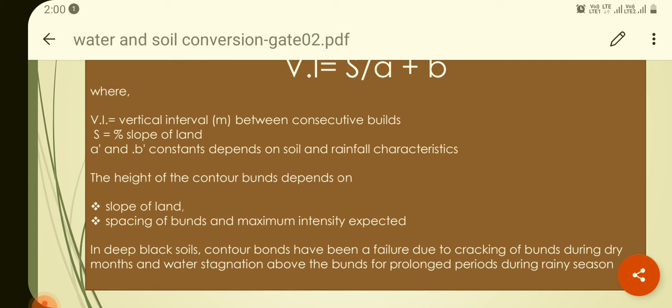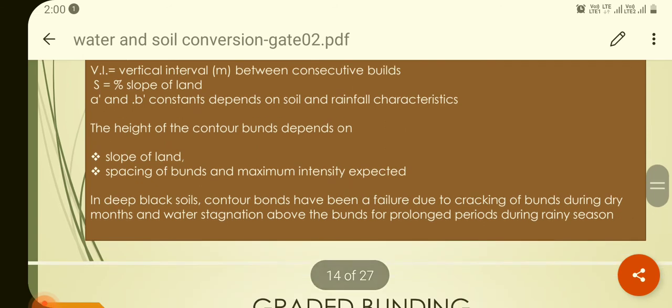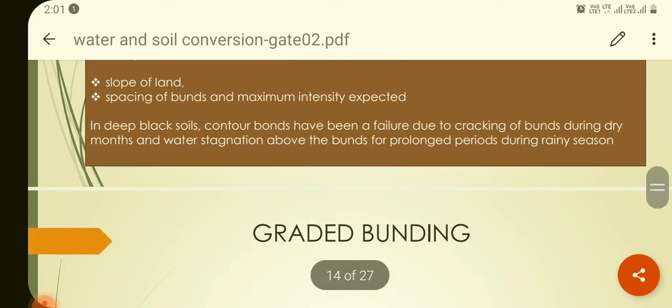The height of the contour bunds depends on the slope of the land, spacing of the bunds, and maximum intensity of rainfall expected. In deep black soils, contour bunds have been a failure due to the cracking of the bunds during the dry months and water stagnation above the bunds for the prolonged period during the rainy season.